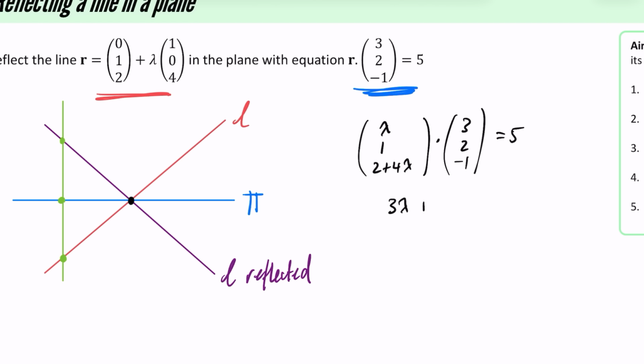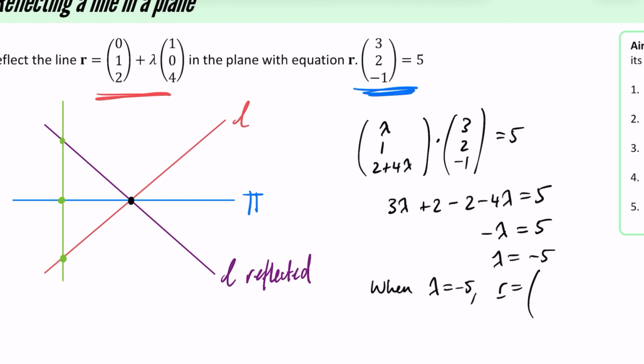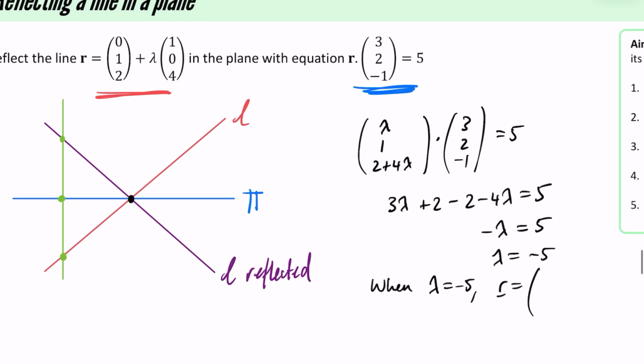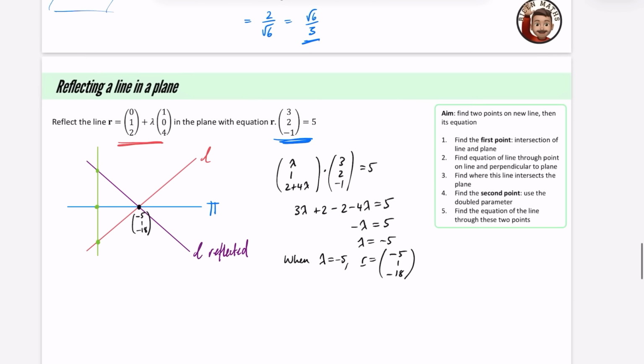So it's 3 lambda plus 2 minus 2 minus 4 lambda is equal to 5. With the lambdas, you have 3 lambda minus 4 lambda, that's minus lambda, and then 5 plus 2 minus 2 is 5, meaning lambda is equal to minus 5. When lambda is minus 5, the value of r is, using this or this, it's the same thing, minus 5, 1, and 2 minus 20 is minus 18. Okay, 2 minus 20. I substituted it in here. So this means that this coordinate is minus 5, 1, minus 18. We have found the first point.